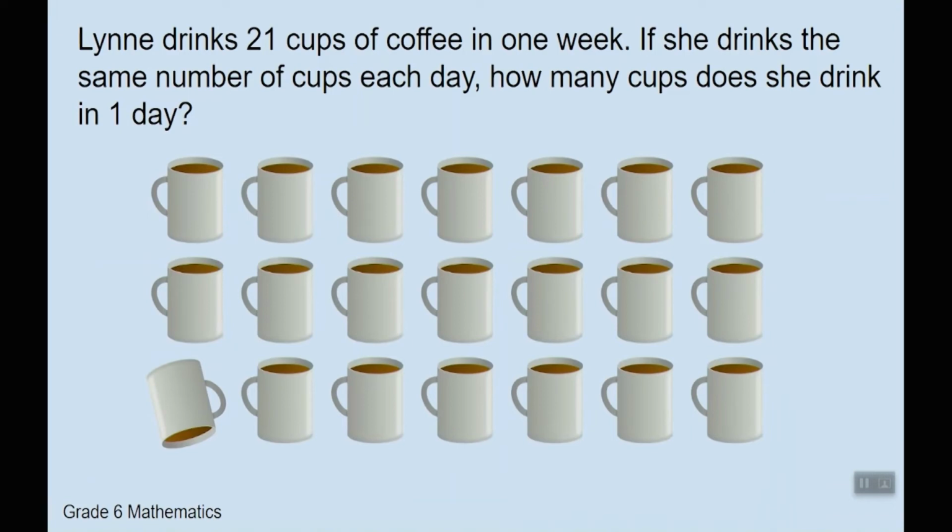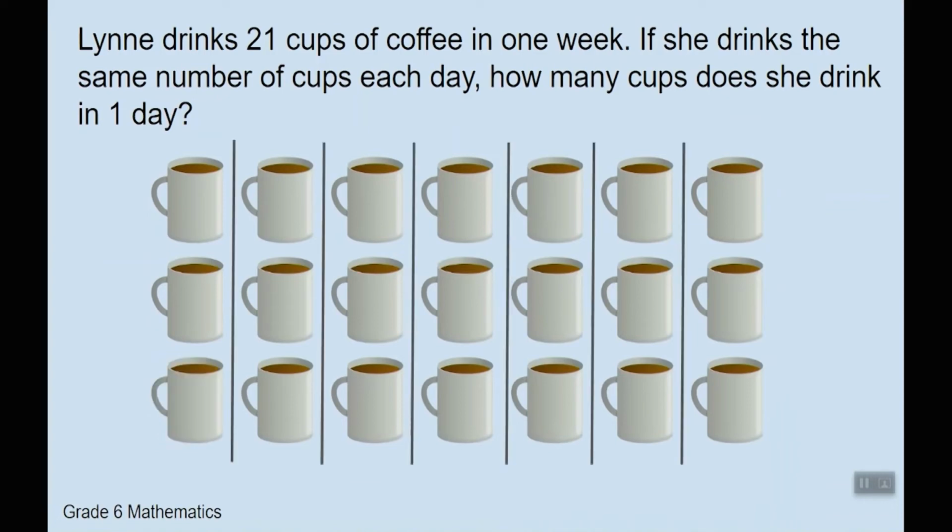Notice that each column represents one day. Let's look to see how many cups she will drink in one day. As the picture shows, Lynn drinks 3 cups of coffee each day, so the unit rate is 3 to 1. Another way that mathematicians might show their thinking is with a table. Let's take a look at how we might use a table and the unit rate to help us figure out other problems.